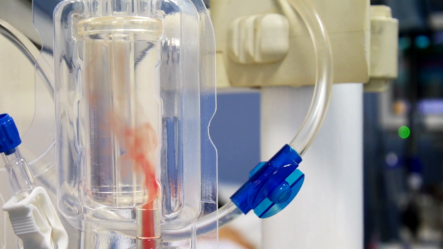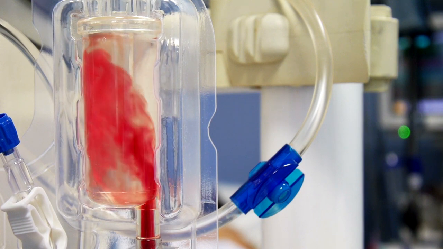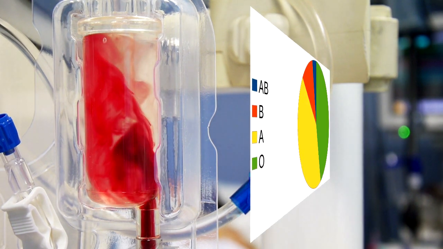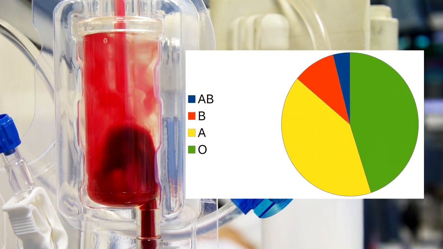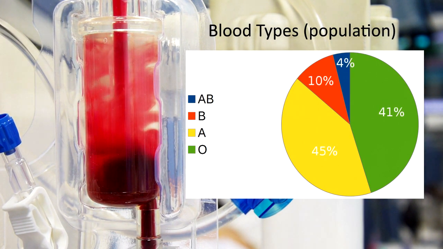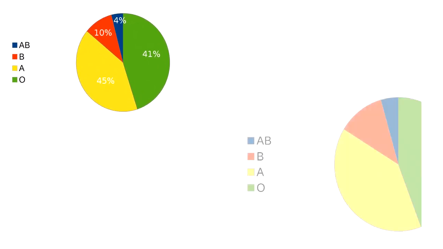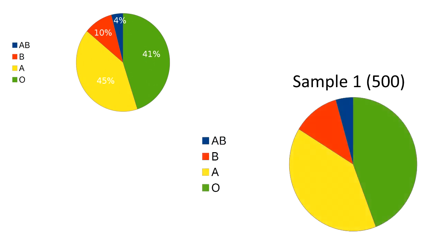To better understand the relationship between sample and population, let's consider two simple examples. Here are the distributions of blood types in the U.S. population. You can see the common blood types include type A and type O, with less common blood types, including AB and B. Let's assume now that we take a sample of 500 people in the United States, record their blood type, and display the sample results.